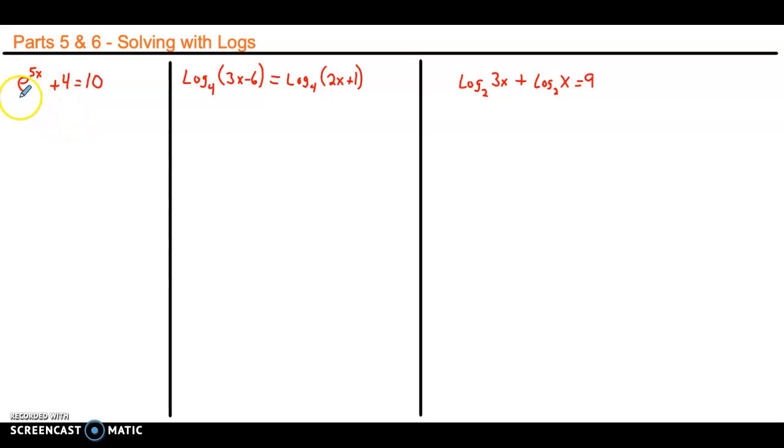So the first thing is, we're trying to solve for x. It's in an exponent. We need to get this exponential term by itself. We're going to subtract 4.